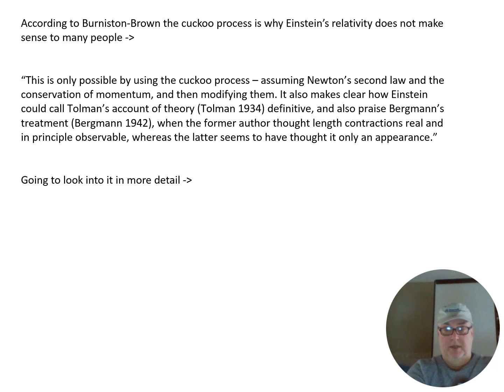It also makes clear how Einstein could call Tolman's account or theory, that's 1934, definitive, and also praised Bergmann's treatment, which is 1942, when the former author thought length contraction real and in principle observable, whereas the latter seems to have thought it's only an appearance. And so I'm going to look into more detail into what's being pointed out here.